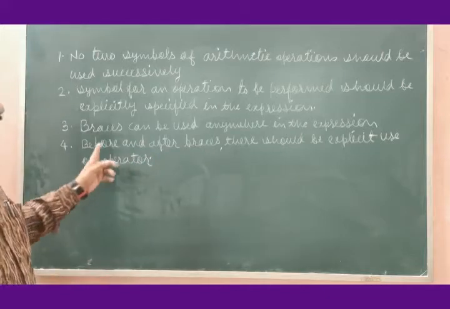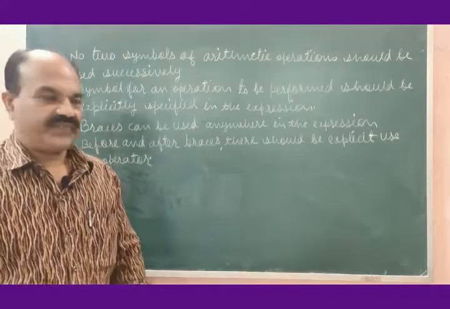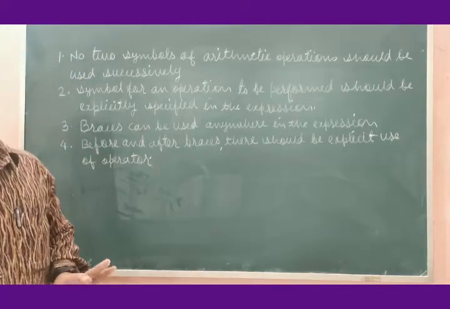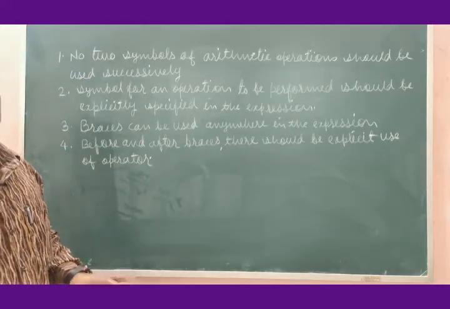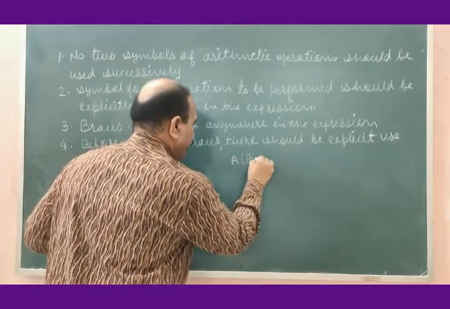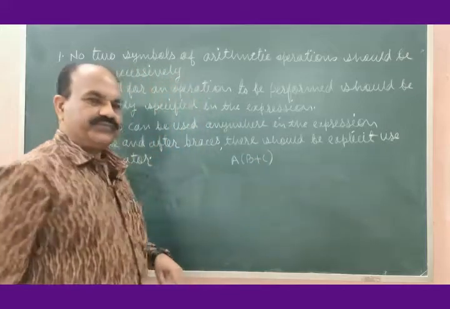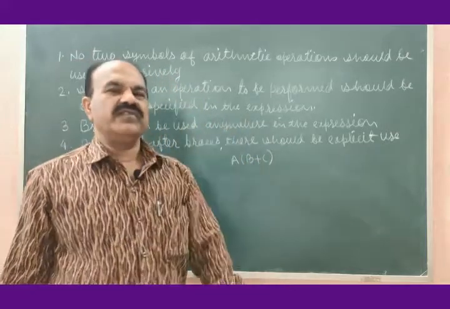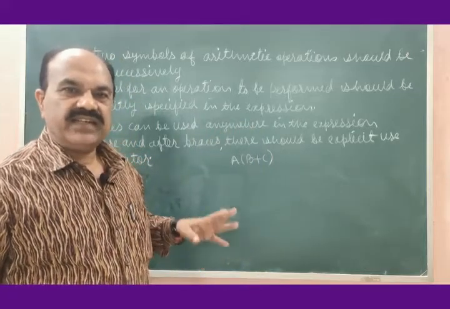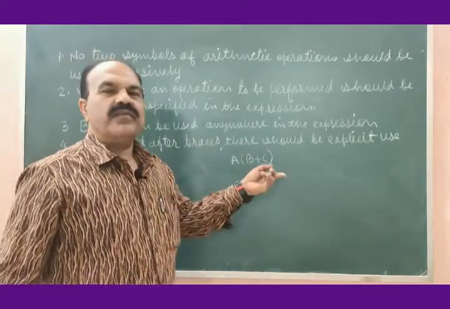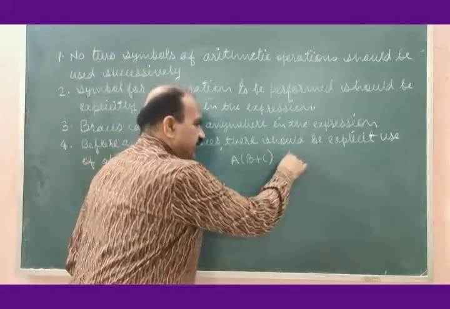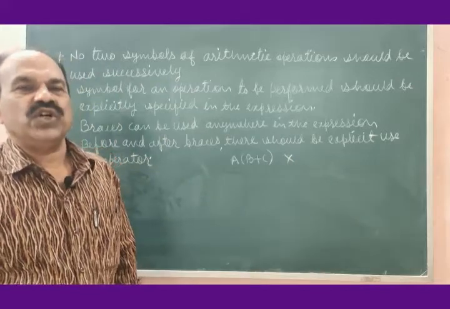Fourth rule. Before and after braces, there should be explicit use of operators. For example, this is the general way of writing A into B plus C. In general algebra, this is the common way of writing A into B plus C. This is wrong in Fortran.